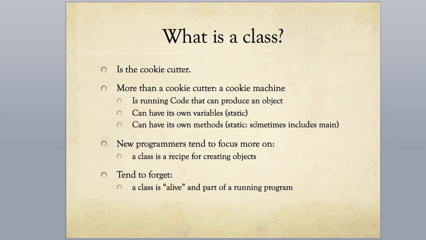It can have its own methods, and they would be called static methods, and sometimes they actually include a main. They include a main in circumstances where the class does not necessarily need to be used to create an object. New programmers tend to focus more on a class as a recipe for creating objects than on the notion that a class is in fact running. It is doing stuff. It is doing work. So it is alive as far as we programmers are concerned.